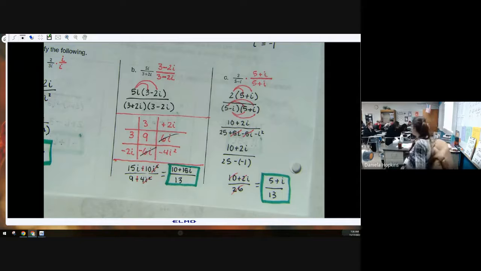Does the process make sense? Do we see where we're definitely going to lose some negatives? Probably. Lots of foiling today, or distribution method, or box method, whatever you want. So you do have a homework assignment.